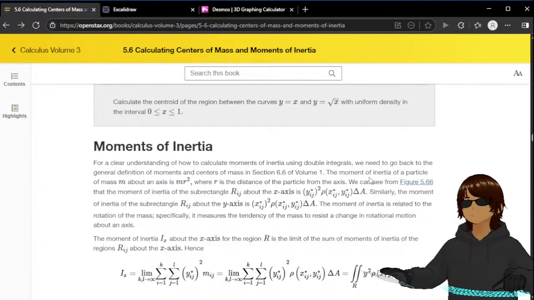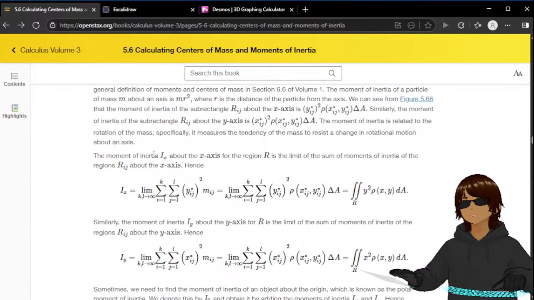So moment of inertia of a particle of mass m about an axis. So we are using the distance. So it's as if it's rotating from the origin, right? It's revolving around the origin.